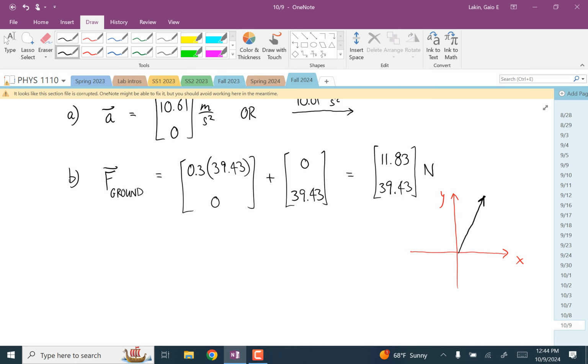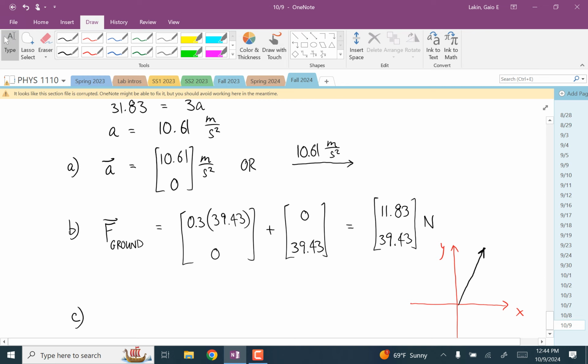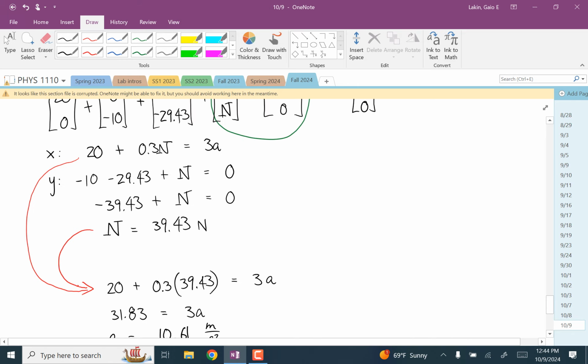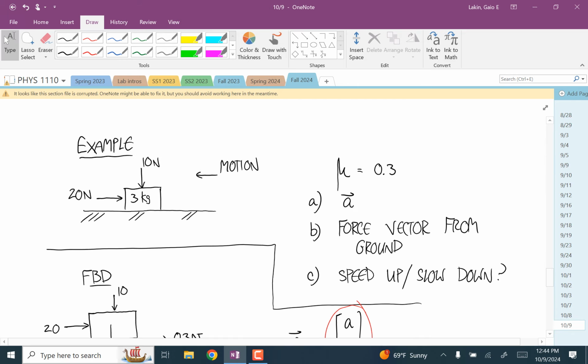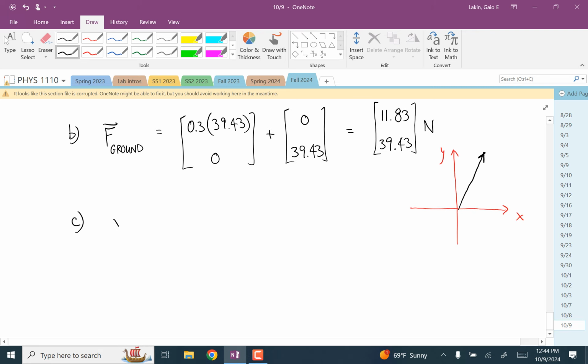Any questions about that? Okay, and then what about speeding up and slowing down? Well, we figured out that the acceleration is in the positive x direction. The velocity was in the negative x direction. So the velocity and acceleration are opposite. So it's slowing down. Any questions about that?